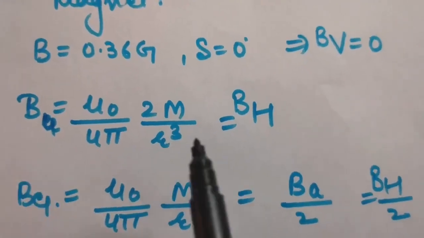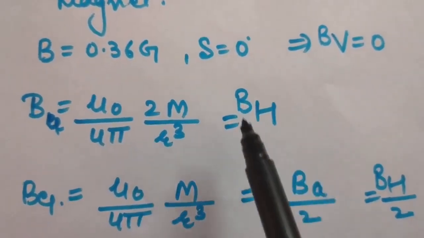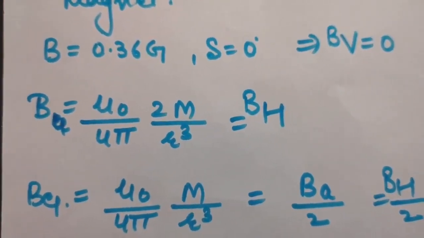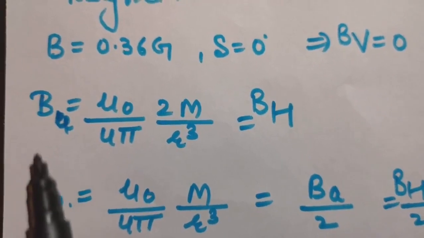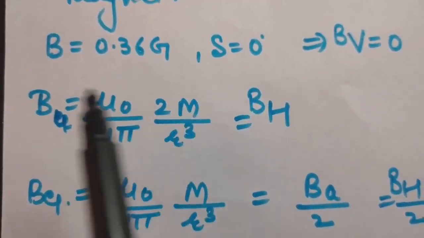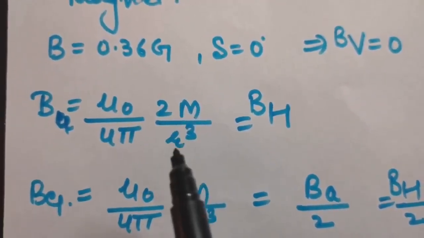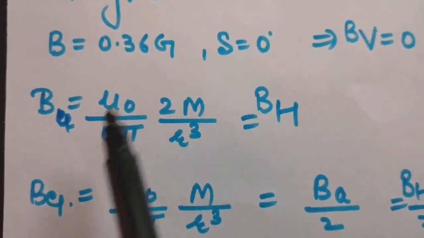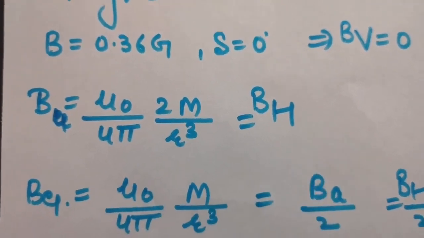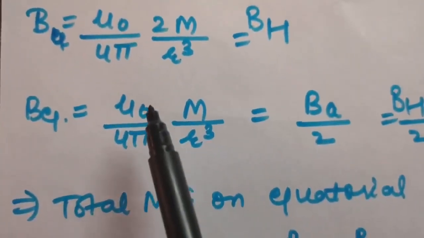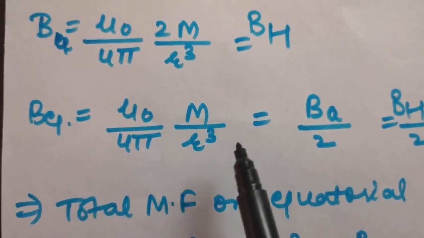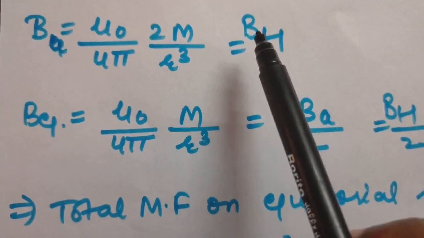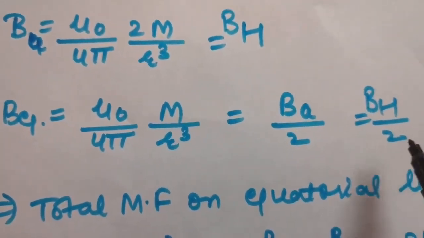Now why is this equal to horizontal component of Earth's magnetic field? Because null points, as I told you earlier, on null points net magnetic field should be 0. We know this is the magnetic field on the axial line, and if that is a null point, that means BH should be equal to it and opposite to it as well. So this should be equal to BH only. Now on equatorial line, you know the value of magnetic field is mu naught upon 4 pi m upon r cube, which is equal to B axial upon 2, and B axial is equal to BH, so it will come to be BH upon 2.